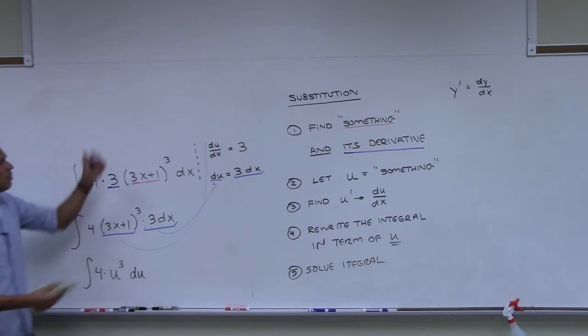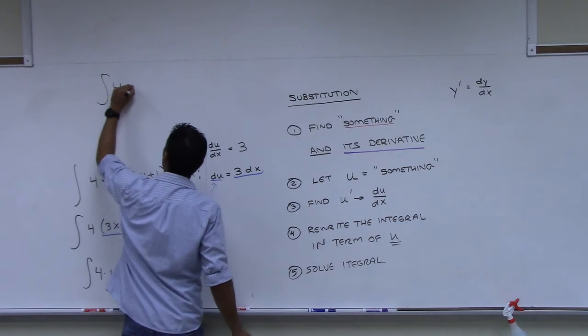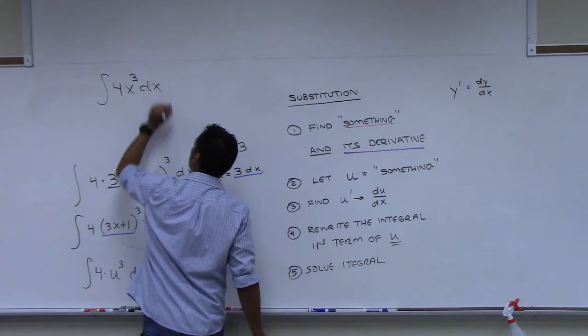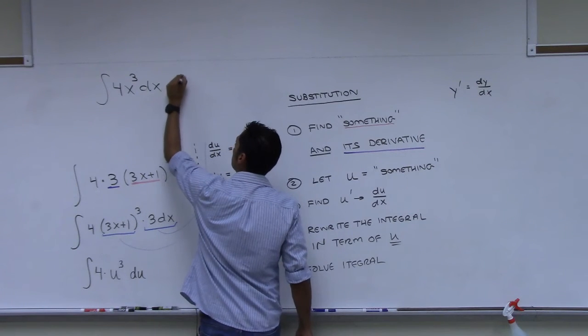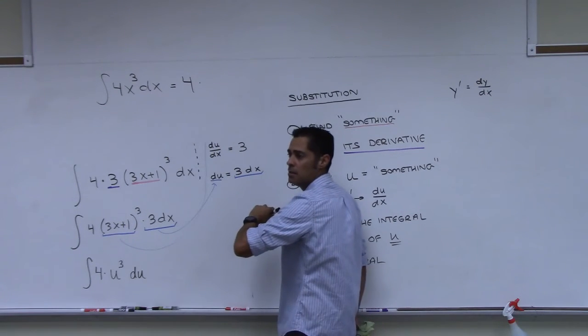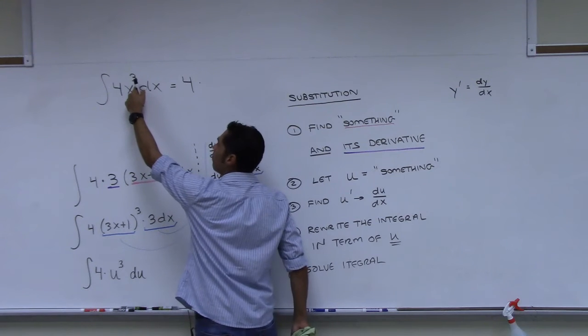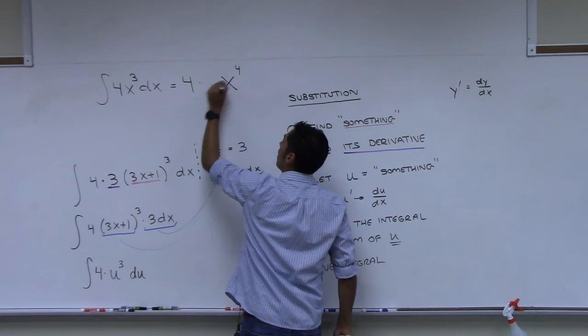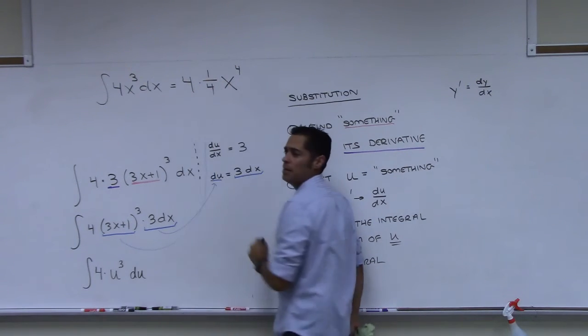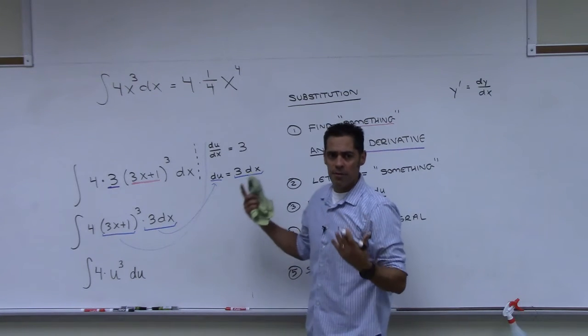So this is like if I would have walked in here today and I said, hey everyone, what's the antiderivative of 4x cubed dx? Then you would have said the 4 comes for the ride, right? Then you would have said I'm going to add 1 to that power, so it's going to be x to the 4th. But I'm going to have to, in front of it, put 1/4, right? That's what we would have done.